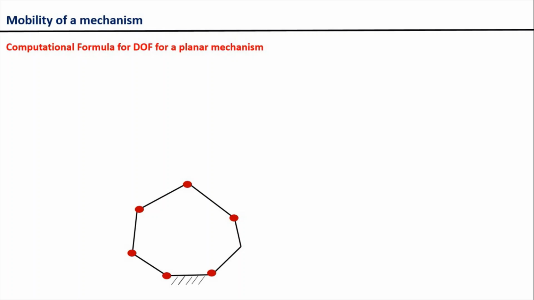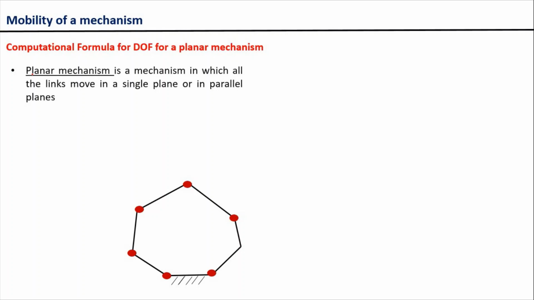Now, before jumping to the derivation, let us talk about a planar mechanism. Throughout the entire kinematics of machines course, we are going to consider a planar mechanism for analysis. A planar mechanism is defined as a mechanism in which all the links move in a single plane or in parallel planes. That is, it is possible to define the motion of all the points on the individual links in a mechanism by using a single plane only.